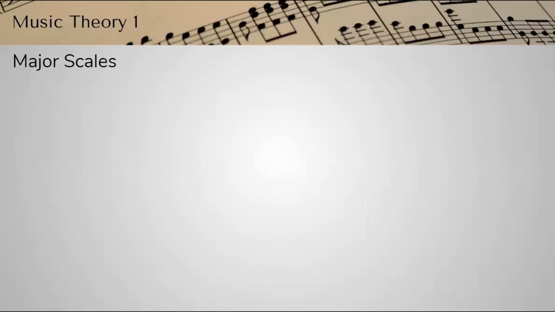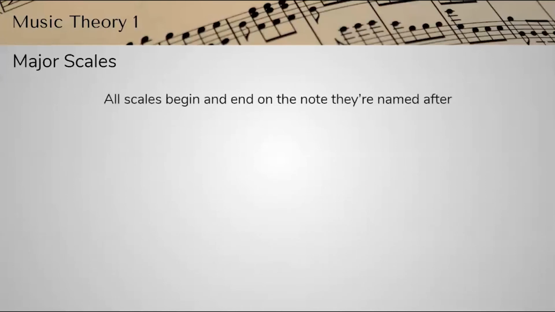Now let's look at some other rules for major scales. The first thing to remember is that all scales begin and end on the note they're named after. So a G major scale begins on G and ends on G. Seems obvious. A D major scale starts on D and ends on D. An A flat major scale starts on A flat and ends on A flat. Okay? Major scales will never have both sharps and flats. If you're writing a flat major scale, you will never have a sharp in that scale. Minor scales are different, but major scales will always either have all sharps or all flats.